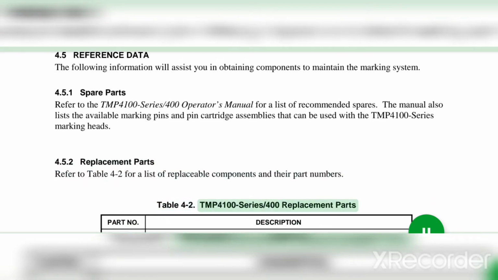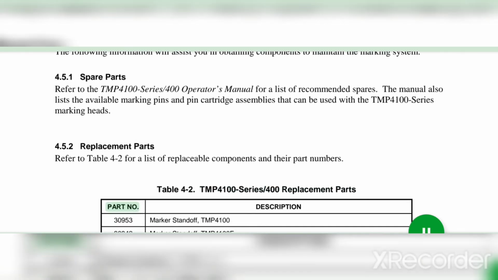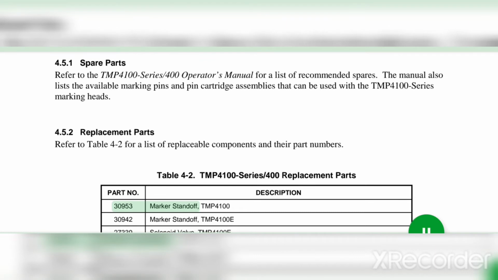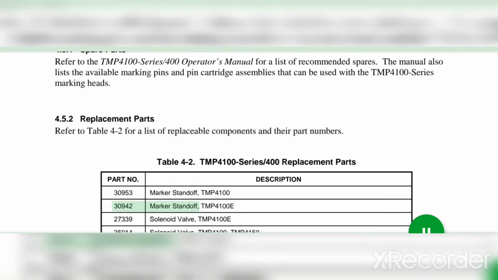Table 4-2. TMP 4100 series/400 replacement parts. Part No. Description. 30,953 marker standoff. TMP 4100. 30,942 marker standoff. TMP 4100E.